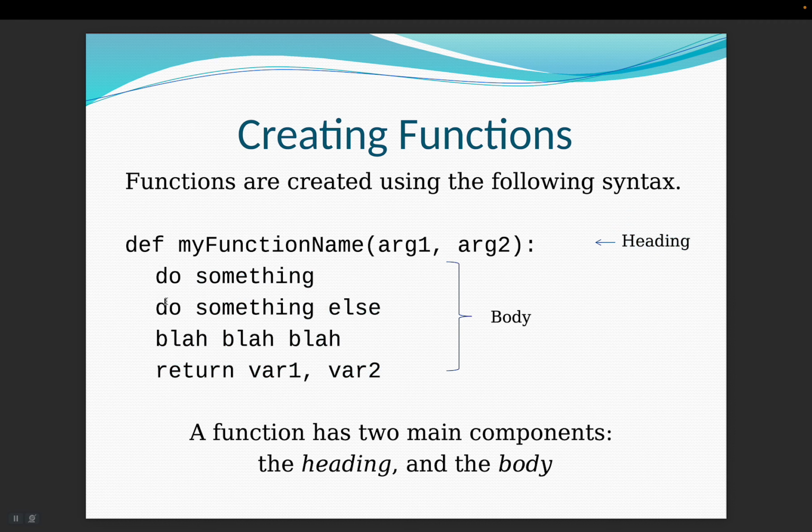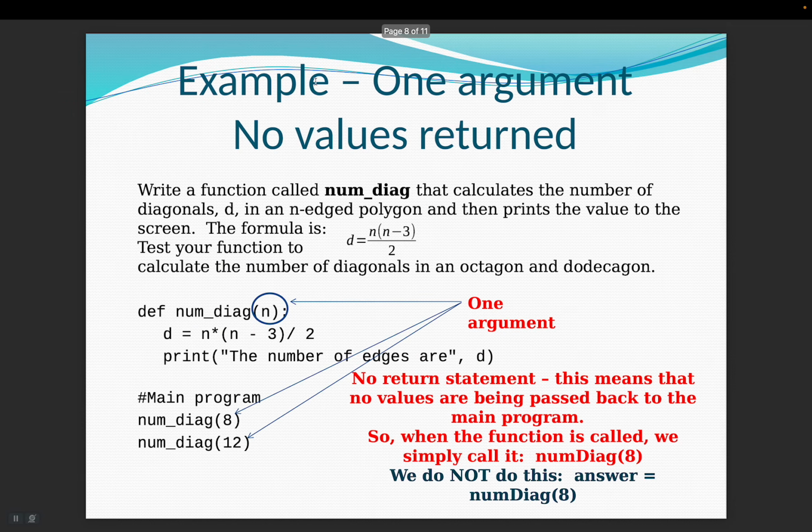Do something. These are just statements. Do something else, blah, blah, blah. Return. Now, return: this function will return some sort of information back to us, and it will be stored in these two variables. So a function has two main components, the heading and the body. Okay, let's move on.